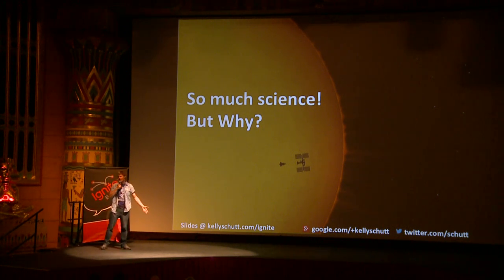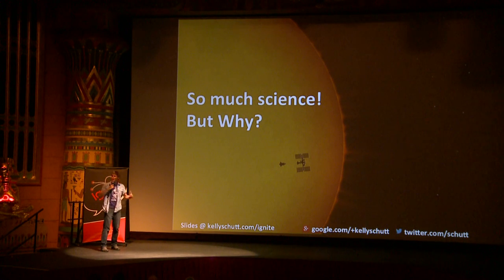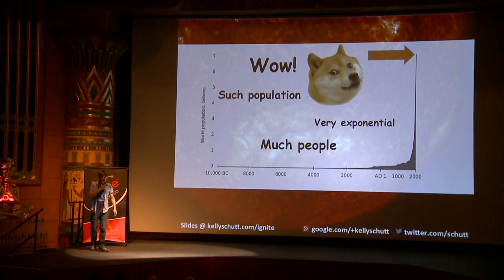So we've talked a lot about science, but why? What keeps me up at night is really wondering what kind of world we're going to leave behind for future generations. We've been on an incredible exponential kick since the Industrial Revolution. That's human population growth since 10,000 BC. It's crazy where we're at right now. How are we going to manage this many people who all want to live well? It's just a very difficult problem.